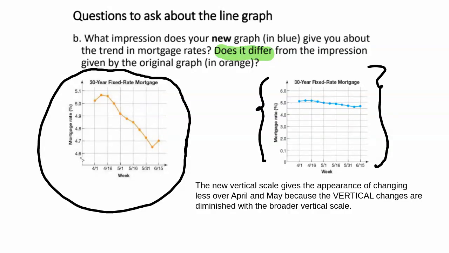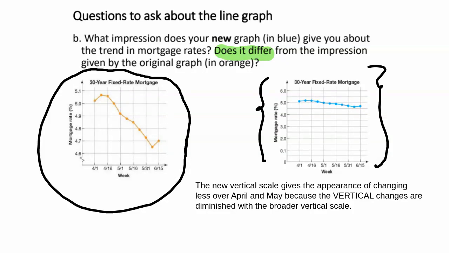By taking 2.0, 3.0, 4.0, 5.0, 6.0, I made the vertical changes broader so that my dots were closer together. So these are little details you're going to have to watch for. The graph on the left, if you want to advertise mortgage rates going and fluctuating, that's a good way to go. But if you look at the graph in blue on our right, they're kind of staying steady.